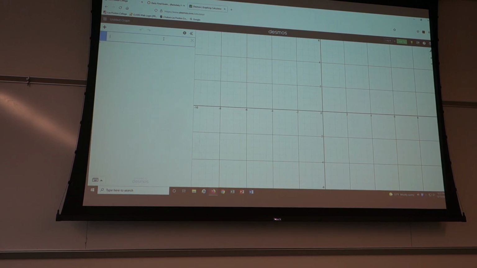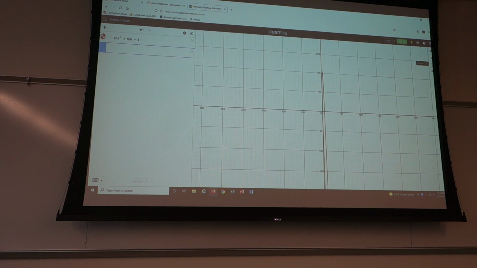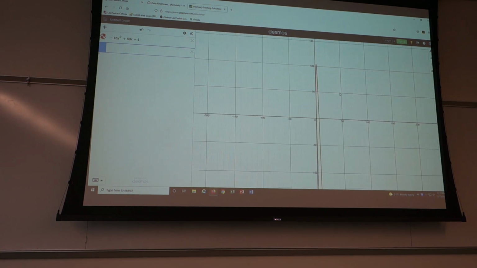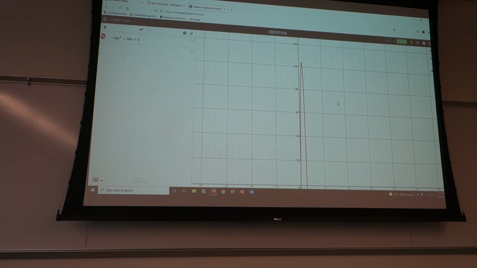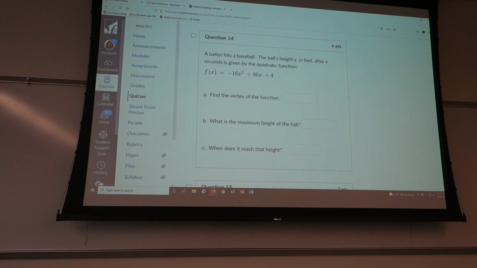What was it again? Negative 16x squared plus 80x plus 4. Here it is. Right, it goes up. It's a maximum, it comes back down again. And we don't care about that part that's above the ground. Okay. All right, so let's take a look at another problem.